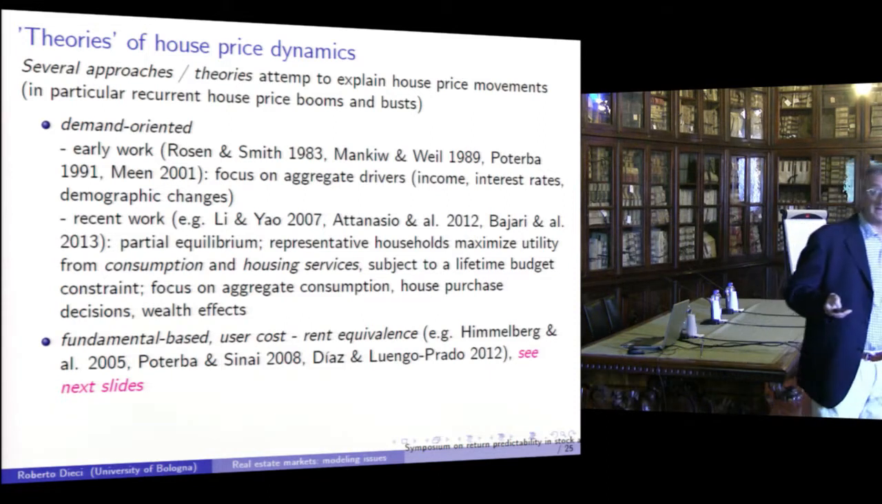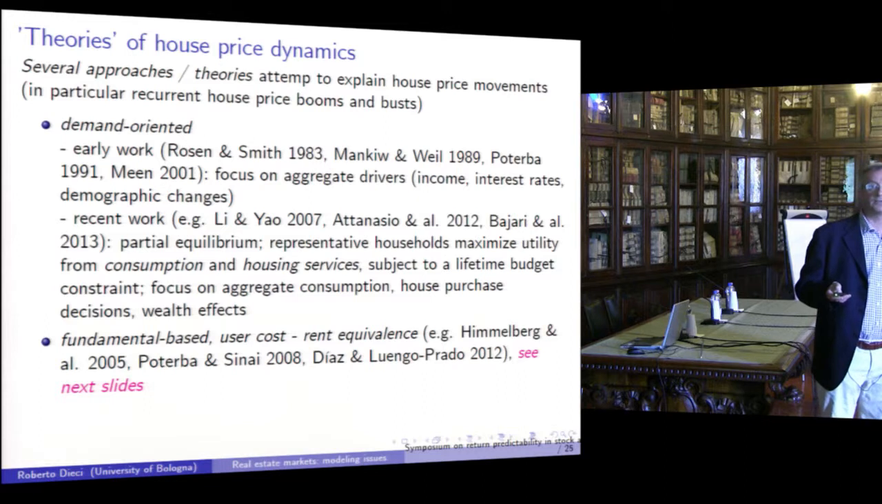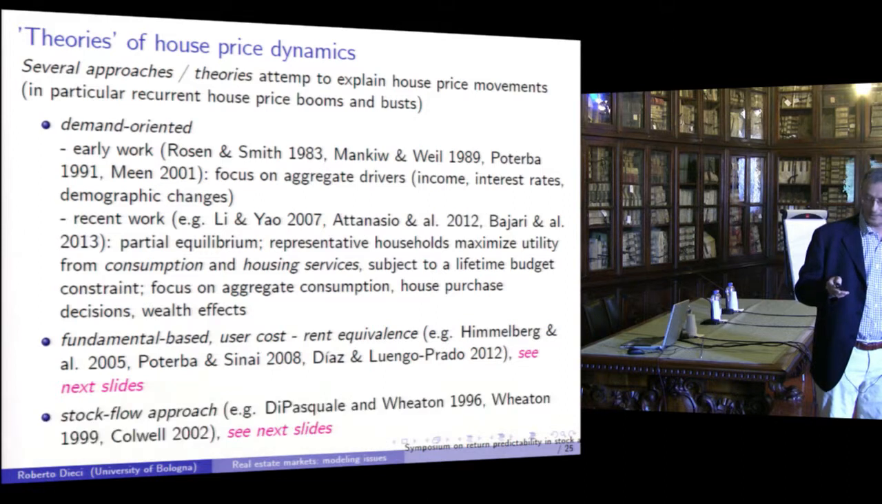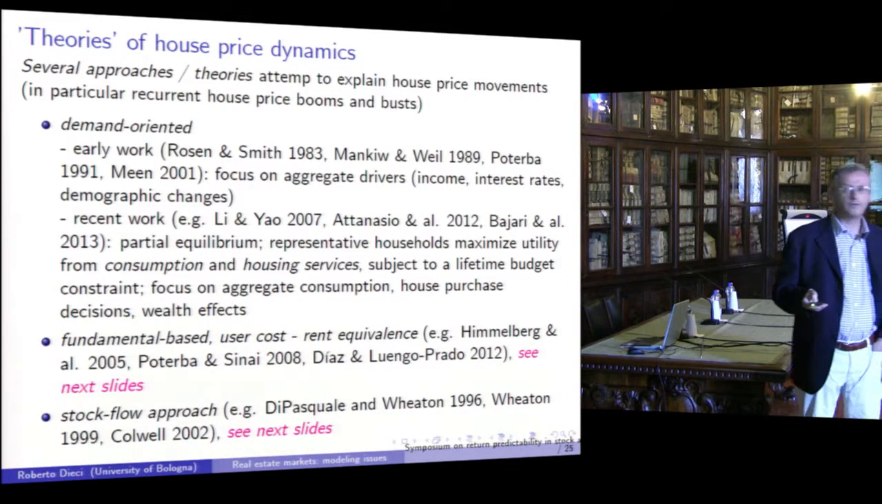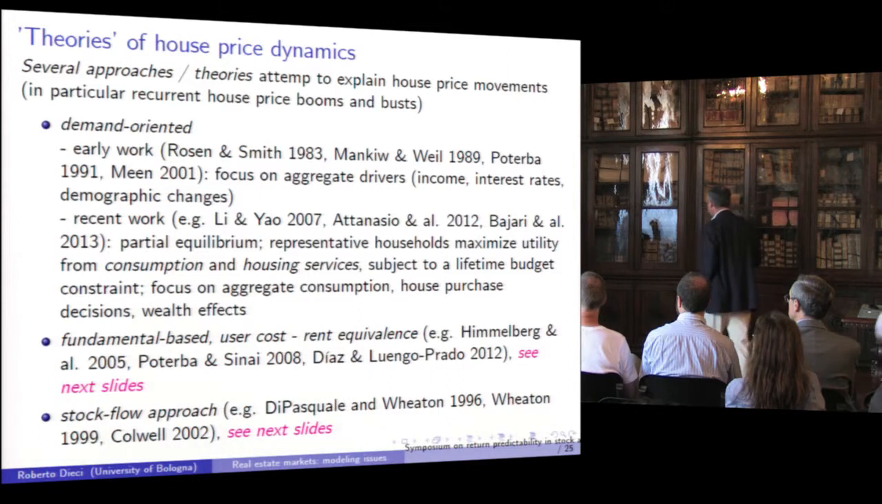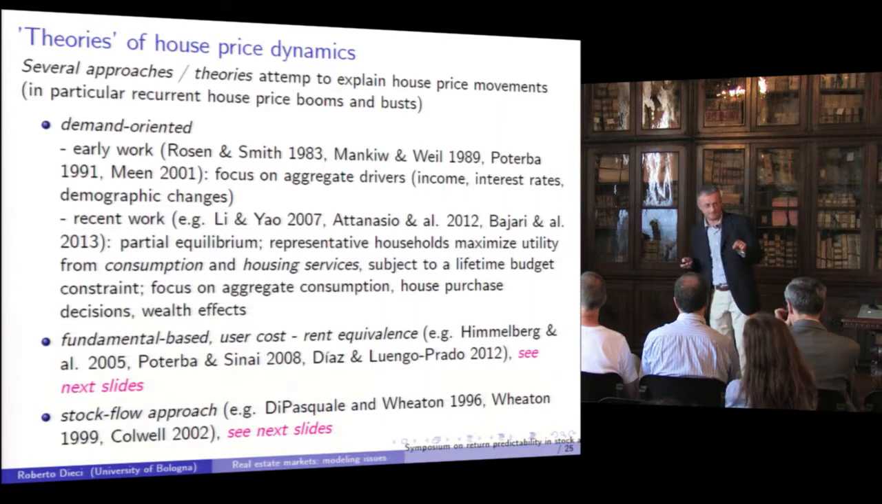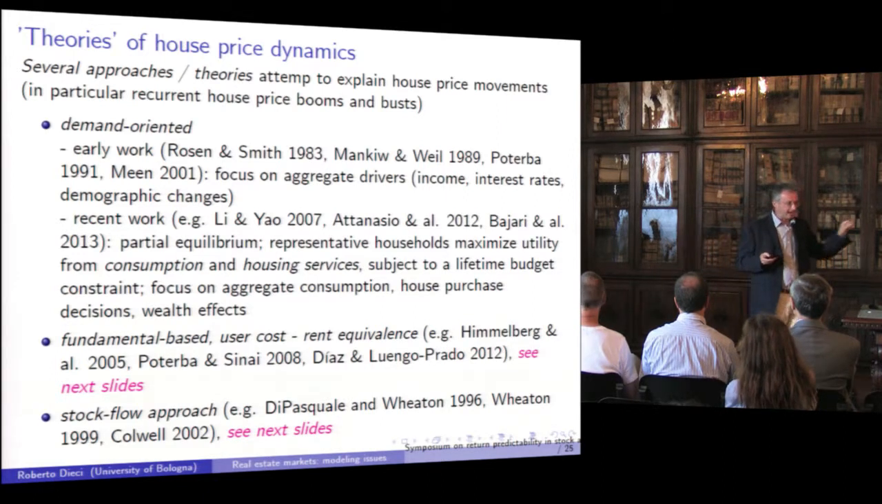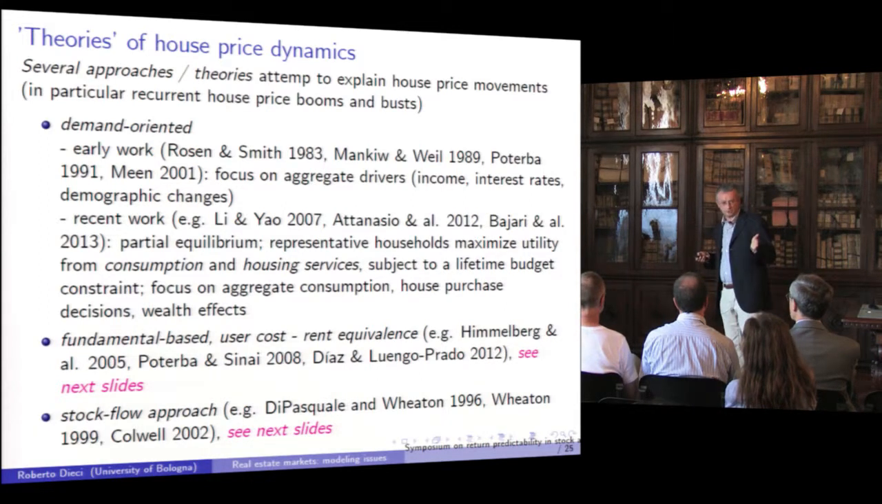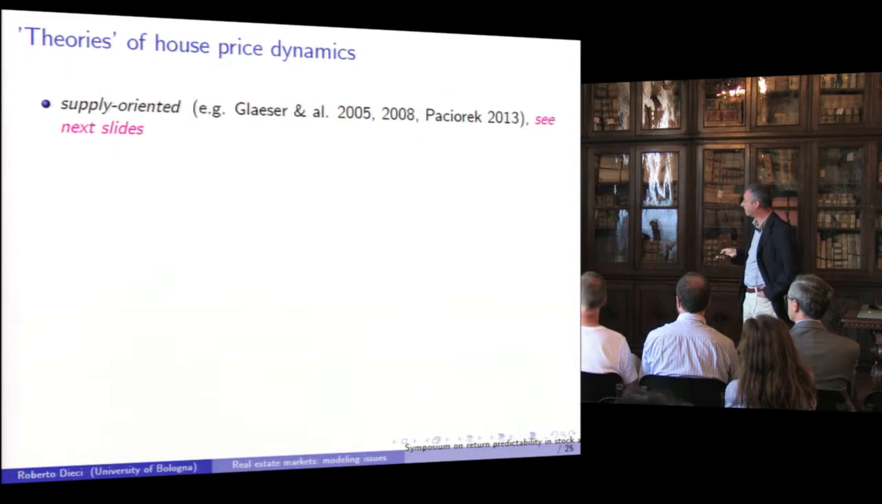There are also fundamental-based theories, such as the so-called user cost rent equivalence theory. I will talk about it later. There is a so-called stock flow approach. The stock flow approach regards the housing market as the combination of three interrelated, integrated markets. One is the market for housing services, which determines the rent, which is the price of housing services. The rent then determines the price of the stock, the housing, and then there is a sector for new constructions. So the market is regarded as a combination of three different submarkets.